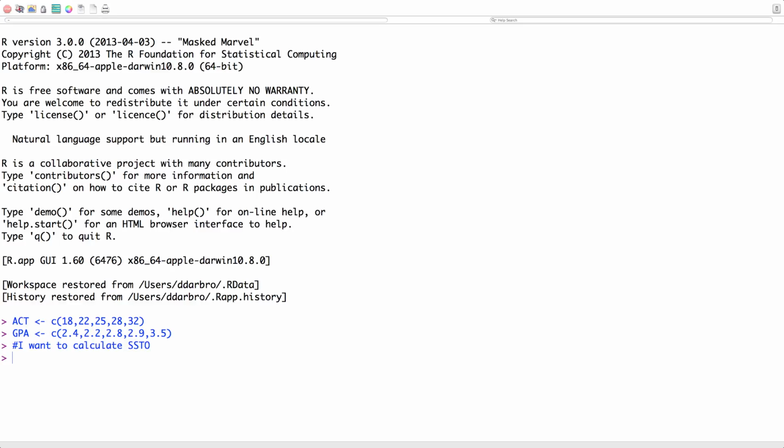Okay, so first thing I want to do is calculate the sum of squares for the total. So what we need to do here is first of all get the differences between our GPAs and the mean of the GPAs. And then I just sum up these things squared. And when I get that, I get a sum of squares total of 1.102.